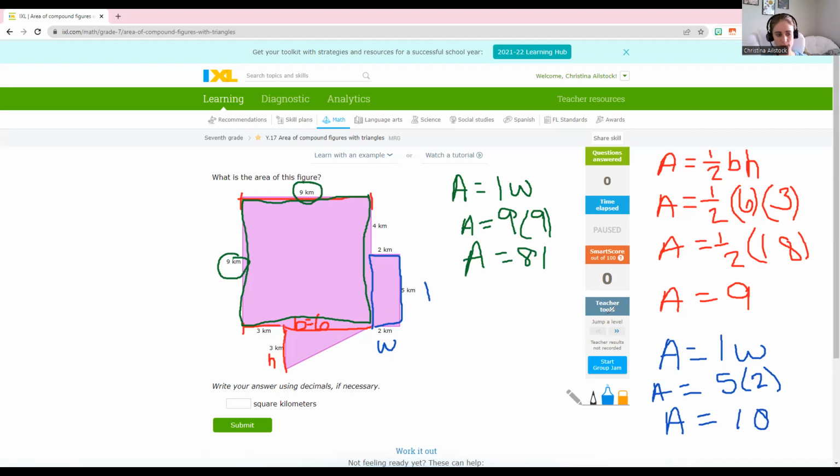All right, all fine and dandy. Those are all of my individual areas, but if we want the total area of this entire shape all pieced together, what do you think we need to do to get our final answer? We need to add. We need to add up all 3 of our areas. So 81 plus 9, oops, plus 10. Add all 3 of those up. 81 plus 9 plus 10 gives us a total area of 100 square kilometers.